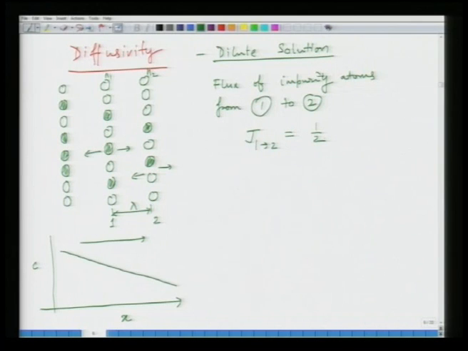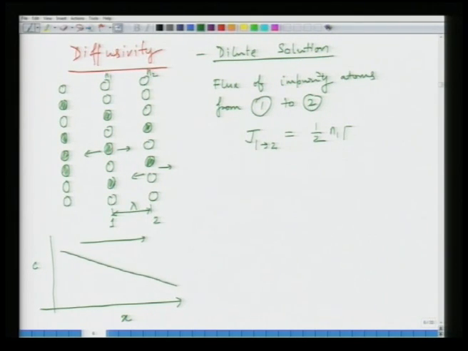The factor of half comes because the atoms have equal probability to move either left or right. So, half multiplied by the number of atoms. What is missing here is the jump probability. The expression becomes half n1 tau, where tau is the jump probability, and of course, since this has unit area, the area will remain unit area.